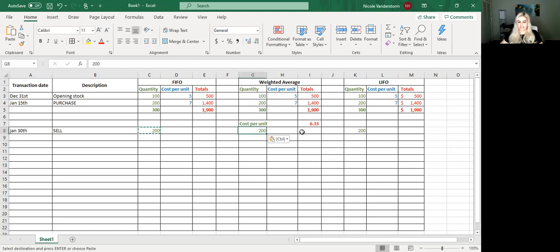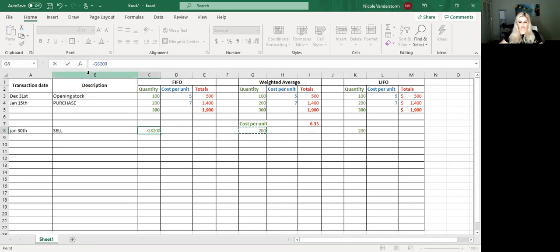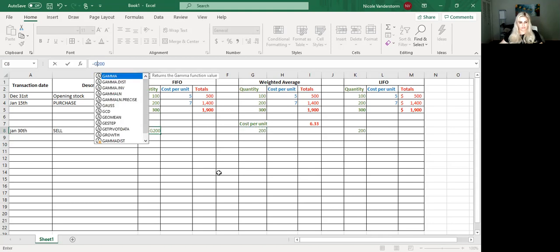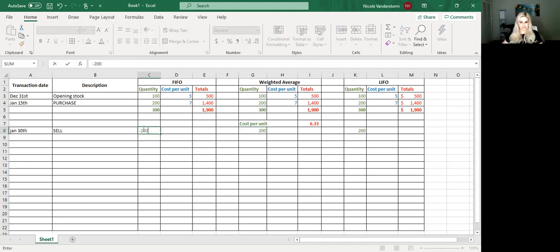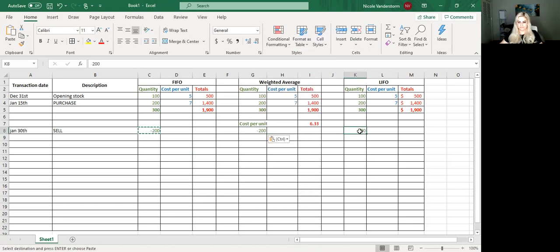So here we are, we're selling 200 units. All right, folks. So the first thing is I'm going to put a minus in front of each of these to represent that our inventory is shrinking. So let's just do this. I'm going to say minus 200, and copy and paste that across to my different cells. Now I have 200 units that I have sold. My assumption is that with FIFO, it's first in, first out. So my question is, what will my cost be of the units that I have sold?